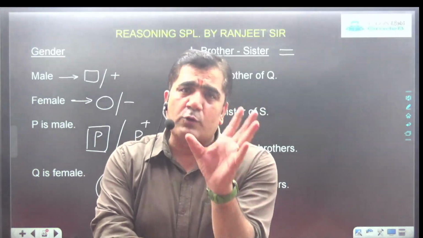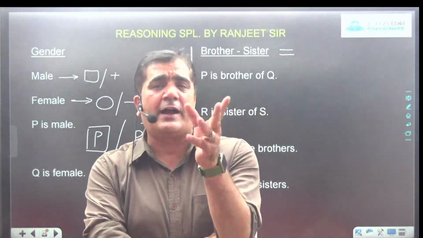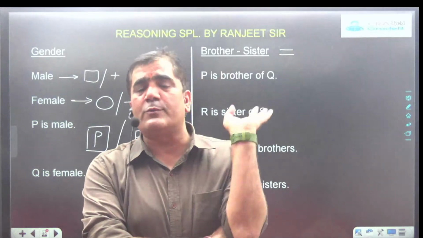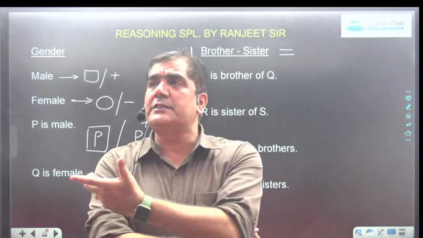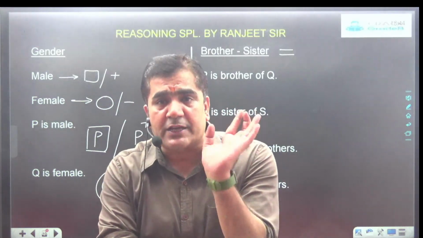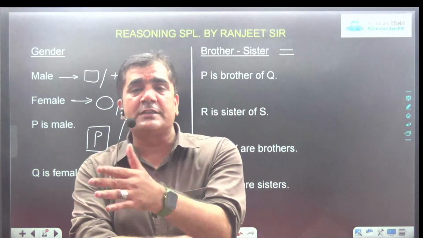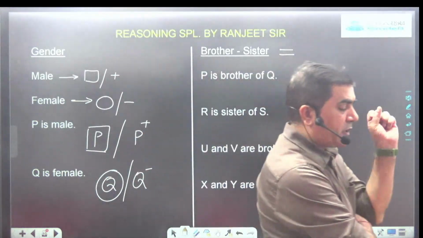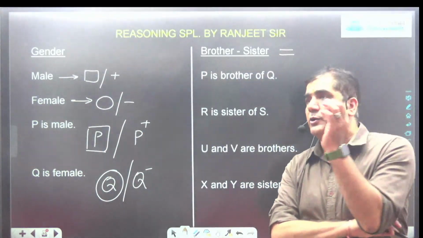If you want, you can go with some other symbol also. That's not hard and fast. But yes, in the class, I am going to use equal to, because the logic is very clear. Why equal to? Because brother and sister will be in the same generation. Both brother and sister will be in the same generation. So I am using the symbol equal to.